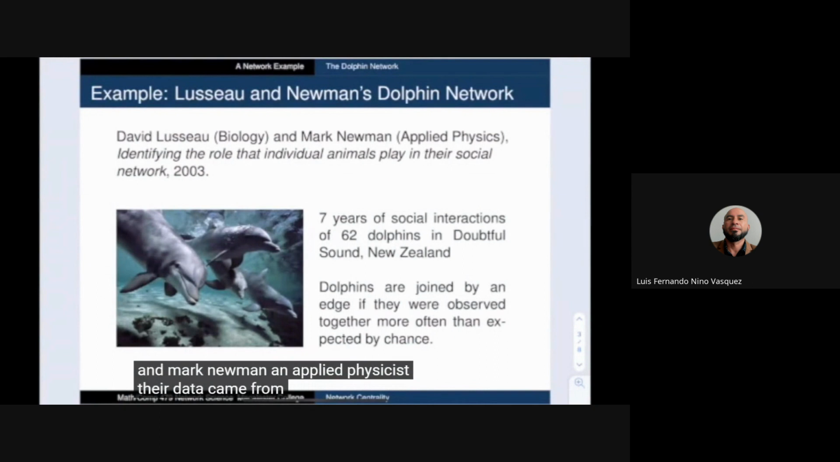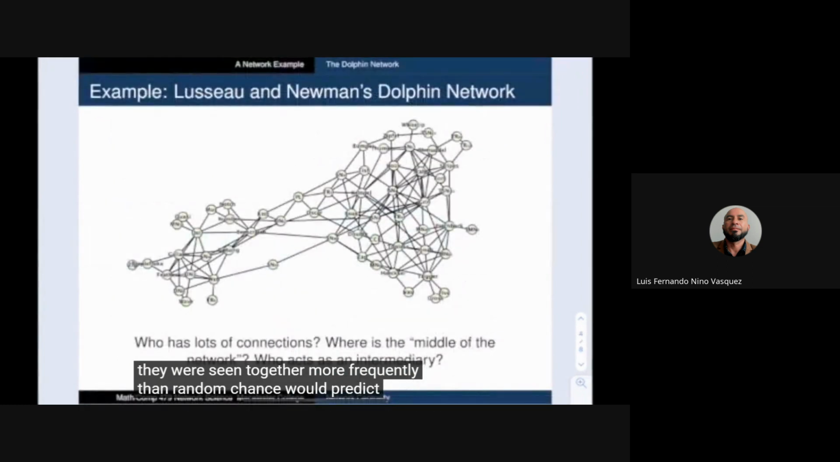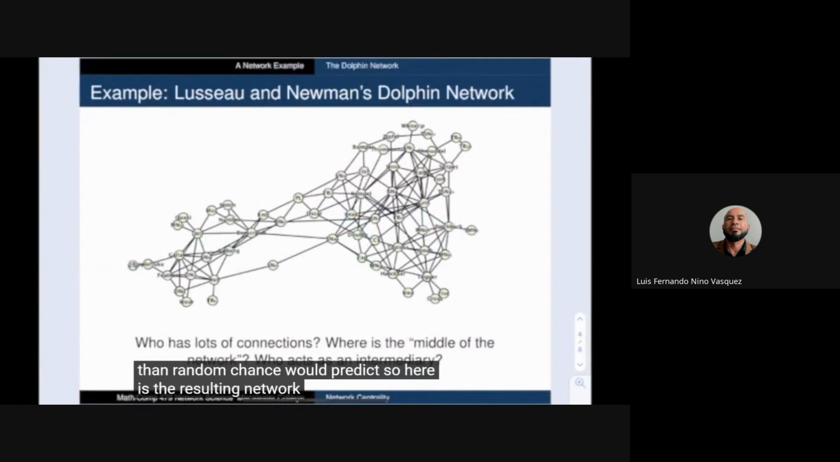Their data came from 7 years of research observations, including a tally of which dolphins were spotted together. Lusseau and Newman used this data to create a dolphin social network. They joined two dolphins by an edge if they were seen together more frequently than random chance would predict. So here is the resulting network.